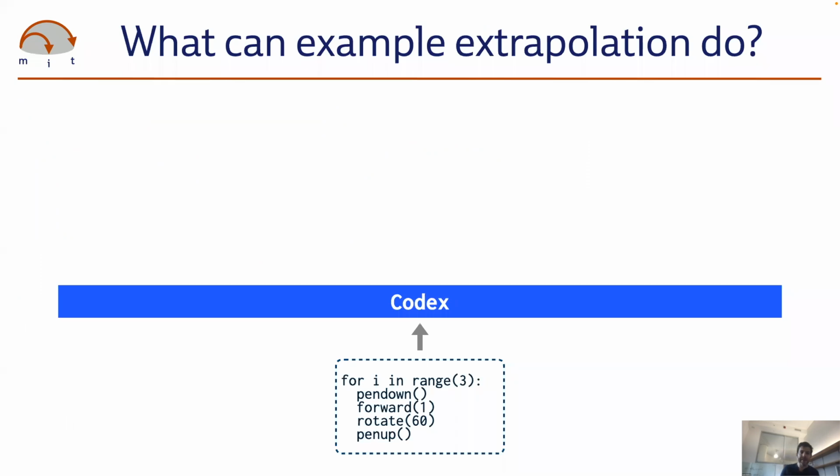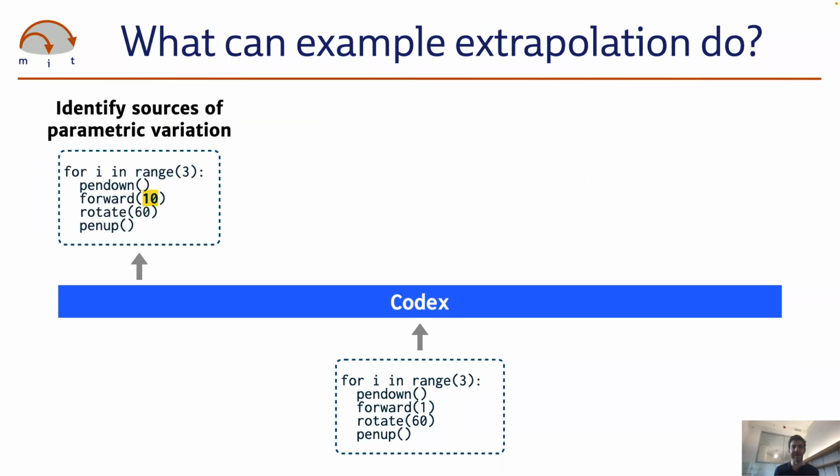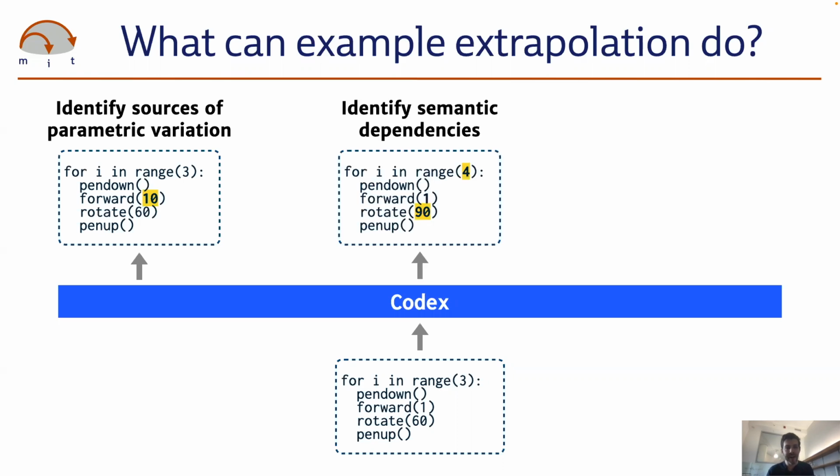Very concretely, what kinds of functions is this example extrapolation step going to let us learn? Well, one, it can identify what the parameters of our functions are and what the constants are, and identify the sources of parametric variation that are going to live inside the templates that we eventually want to extract. It can also identify dependencies between particular variables of these programs. It can say, okay, the 3 and the 60 here can change, but they have to change together, because we're drawing a polygon and there's a relationship between the number of sides of a polygon and its interior angle.